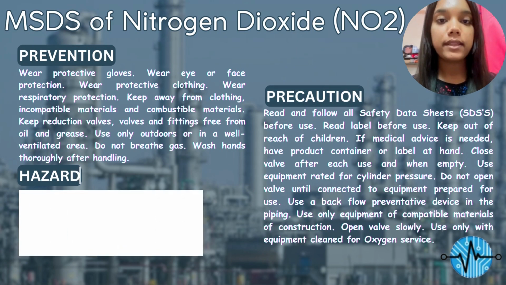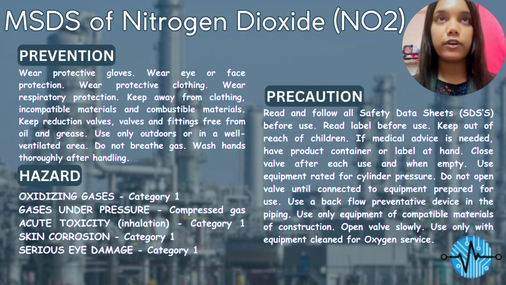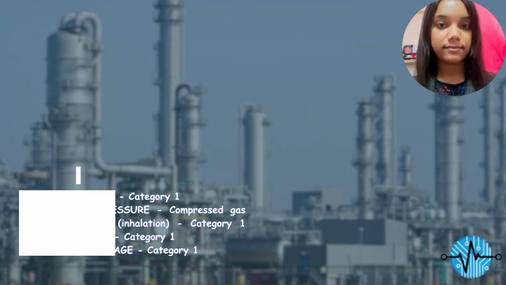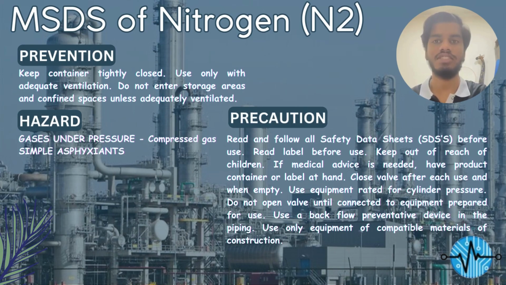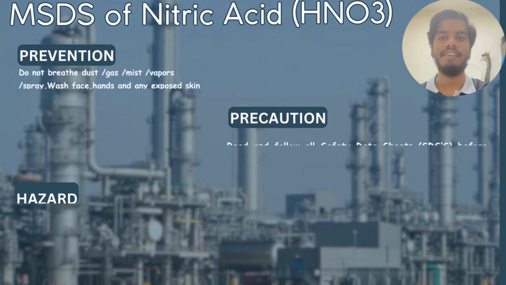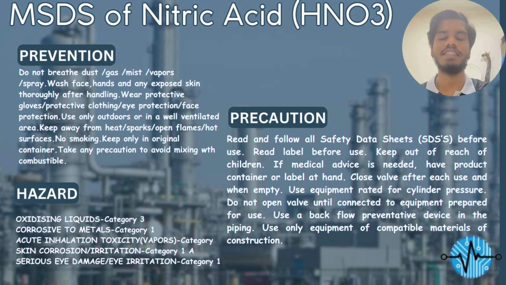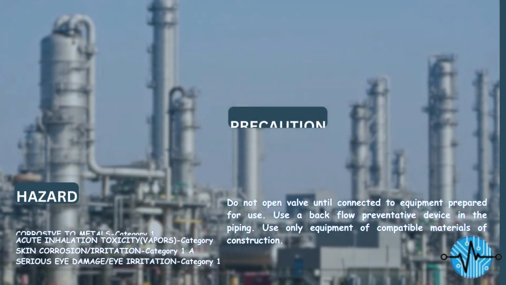And this is the material safety data sheet for nitrogen dioxide, NO2. In this slide we can see the prevention, precaution, and hazards for nitrogen dioxide. Here we have the material safety data sheet for nitrogen. And finally, here is the material safety data sheet for nitric acid.